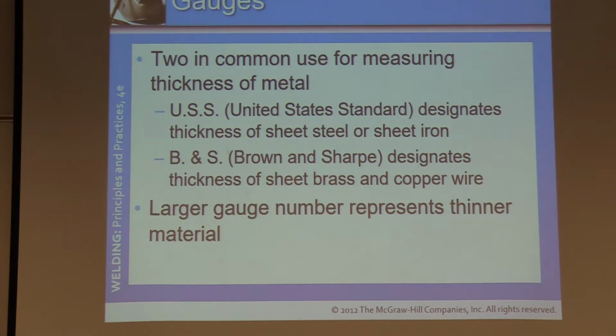So, feel free to look to the appendix, and it will tell you the gauge dimensions. We're not going to go through them now. The big thing is one of them is sheet steel or sheet iron. Brass and copper have a completely different thickness and designation, a different scale that they use.